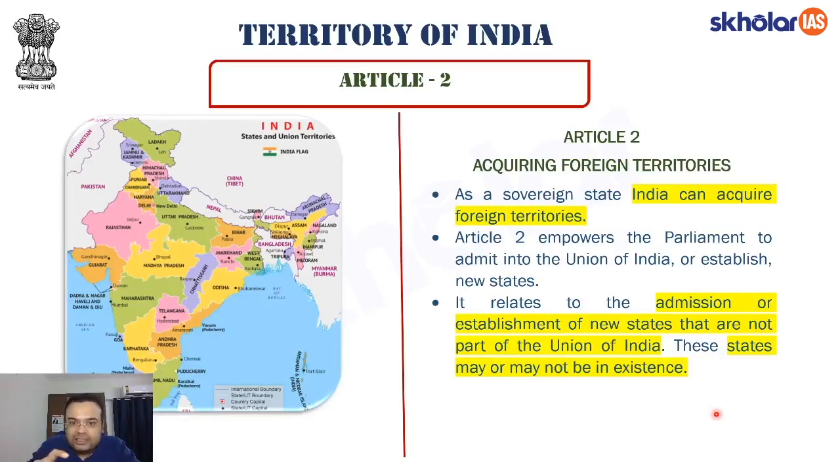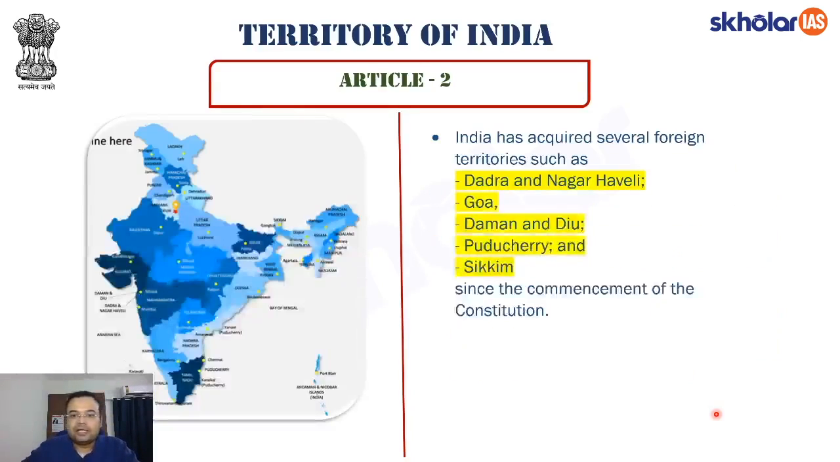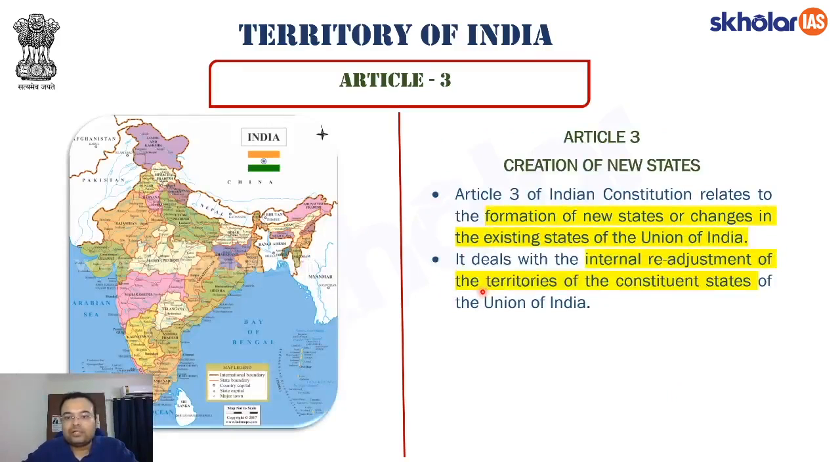We know such things have also happened with respect to states like Goa and Sikkim, which were included into the territory of India after we got independence, because they were under the imperial rule of other countries and not that of the Britishers. India has acquired several foreign territories. Here are the examples: Dadra and Nagar Haveli, Goa, Daman and Diu, Puducherry, Sikkim. What exactly was the history behind how we acquired them after independence is something that we'll be studying in the post-independence history modules. Now we come to creation of new states, that is the crux of Article 3.